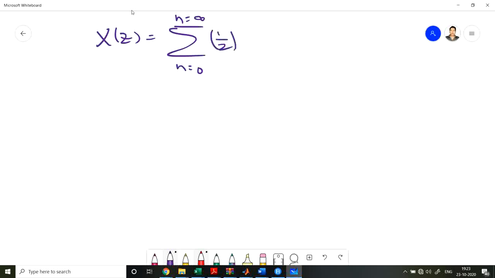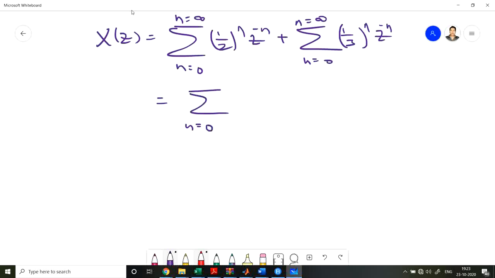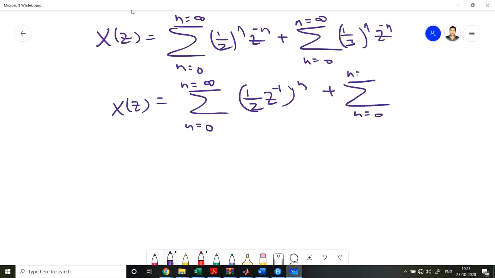We will get summation n equals 0 to infinity (1/2)^n z^(-n) plus summation n equals 0 to infinity (1/3)^n z^(-n). So it can be written as summation n equals 0 to infinity ((1/2) z^(-1))^n plus summation n equals 0 to infinity ((1/3) z^(-1))^n.